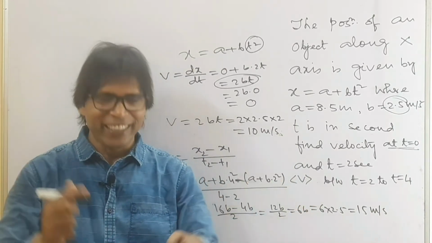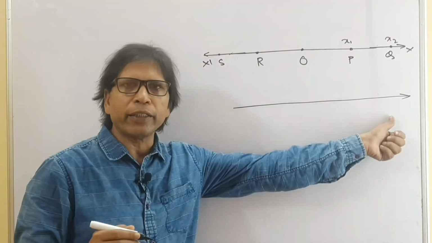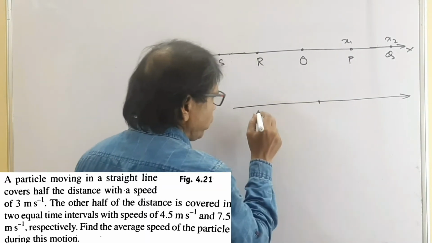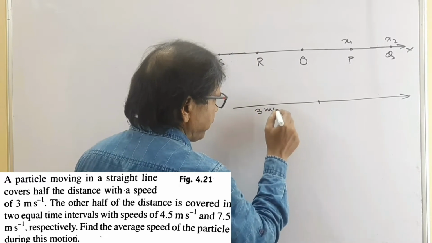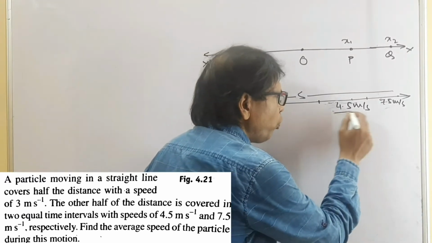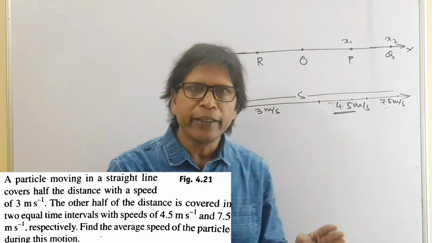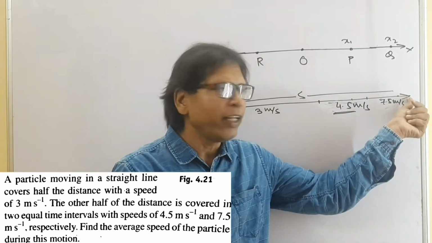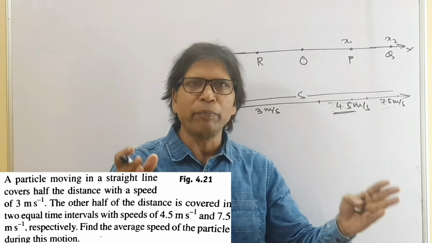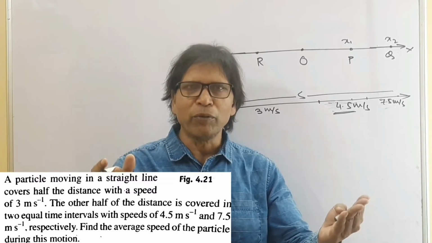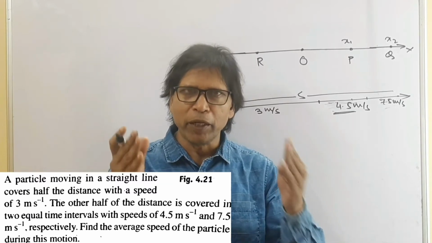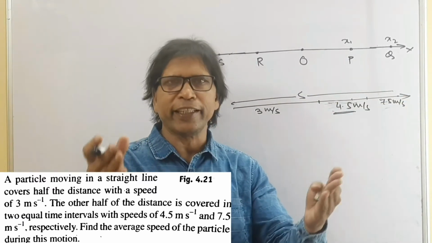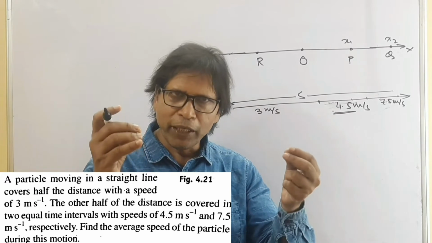Understood? Now next. In a straight line path, a particle moves the first half of the total path with speed 3 meter per second. Then with 4.5 meter per second for half the time to complete the next half of the journey, and finally with 7.5 meter per second. We have to calculate the average speed or average velocity, because the particle moves in a straight line path without changing direction. Here speed and velocity are identical.